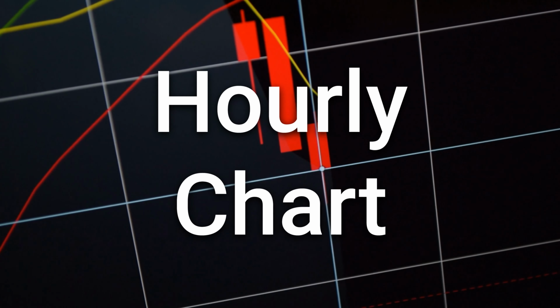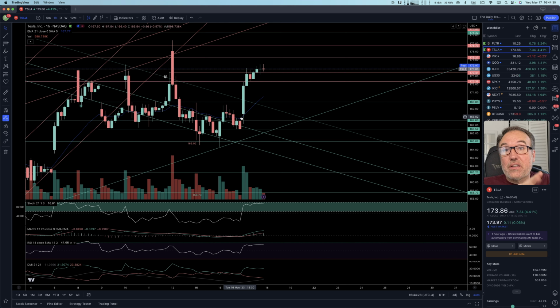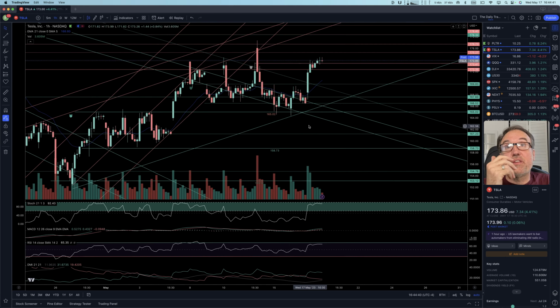Let's take a look at the 1 hour chart. Here, on the 1 hour chart, one candle equals 1 hour of transactions. This is giving us a little bit more detail as to what happened during the day. This is the first candle of the day right here, a big green candle that has broken the downward resistance. We have the same downward resistance right here that we have on the daily chart.